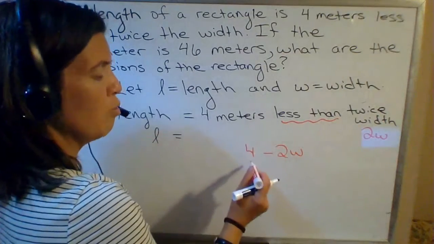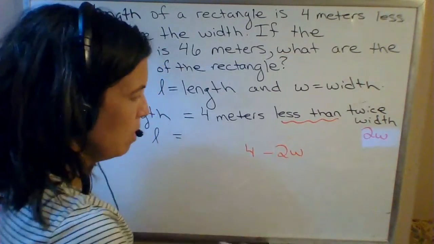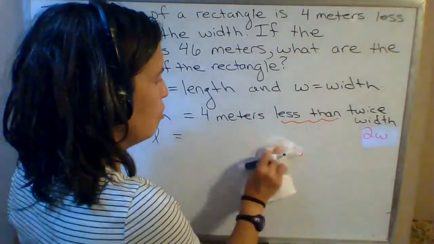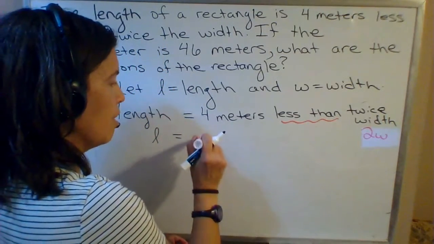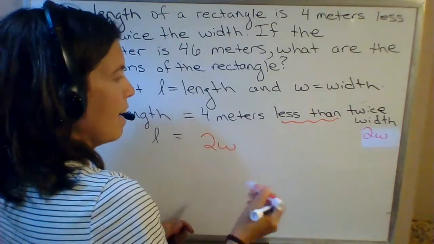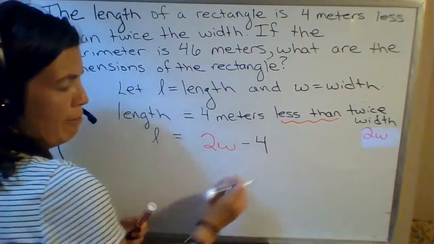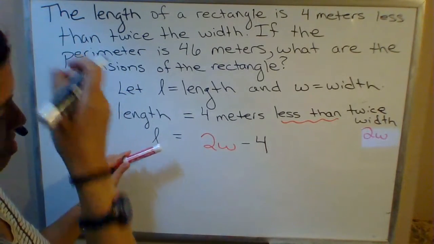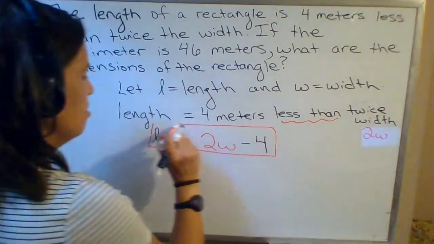We don't want to start with 4 meters and then take away 2 times whatever the width is. In fact, we need this written the other way around. 4 meters less than twice the width means we want to start with twice the width and 4 meters less than that. So we want to take the 4 meters away from 2W. So this is the equation that we're going to work with, and we're going to box this one up in red.